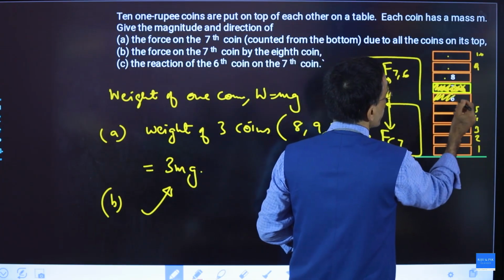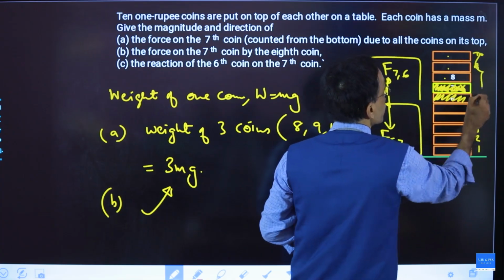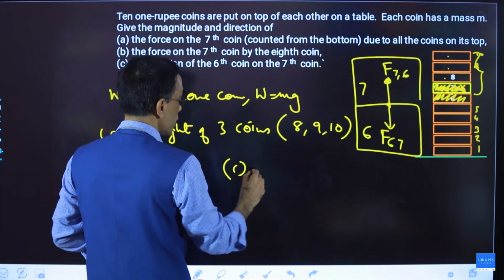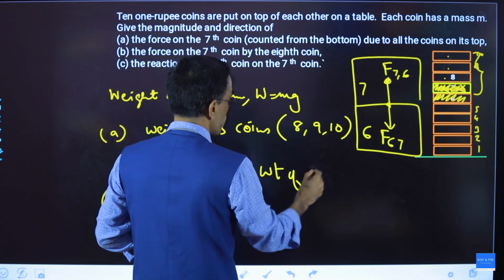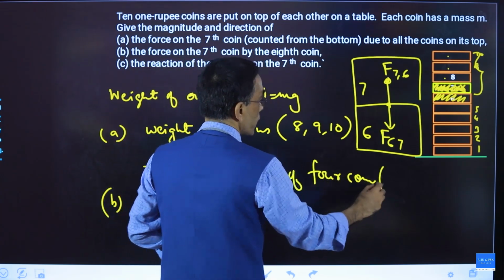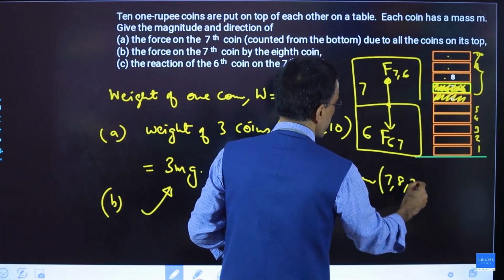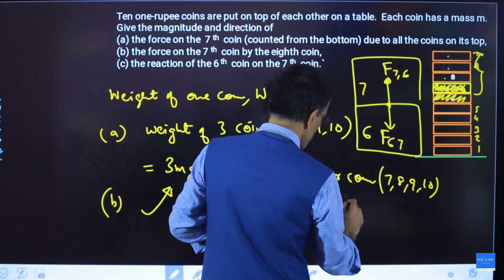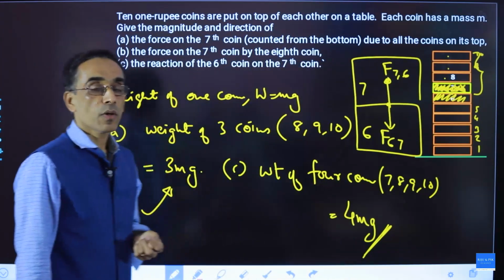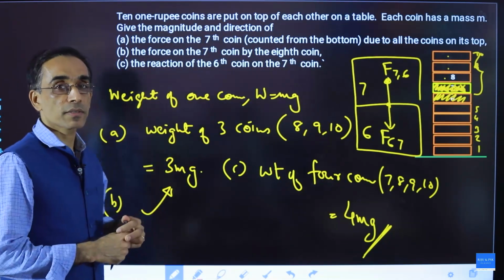The total force acting on the 6th coin is the weight of the 4 coins above. So, the answer to part C is the weight of 4 coins, which are say 7, 8, 9 and 10, that must be equal to 4 mg. All of them are normal reactions. Fine.